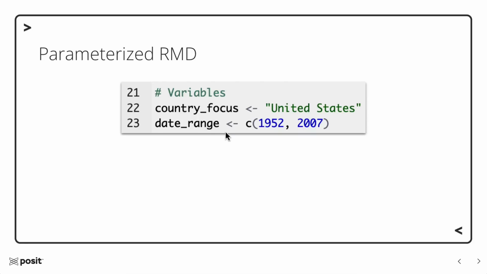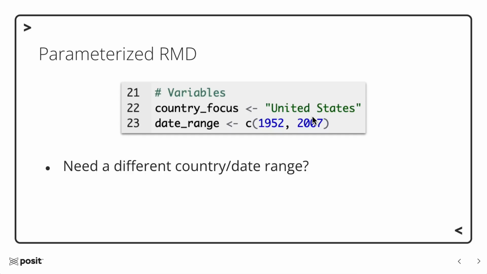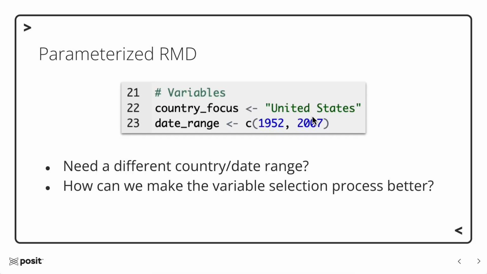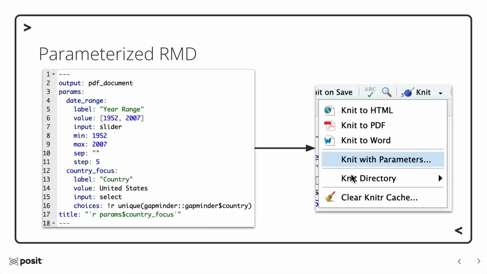Now, it'd be really nice if instead of hard coding this, we could add these variables as parameters to this R Markdown. Because again, maybe someone else wants to view a different country or a different date range. And coming into the R Markdown and forcing someone to actually delete United States and type in their own country, and the same thing for the date range, how can we make the variable selection process better, more enjoyable? So that's where parameterized Markdowns come into play.